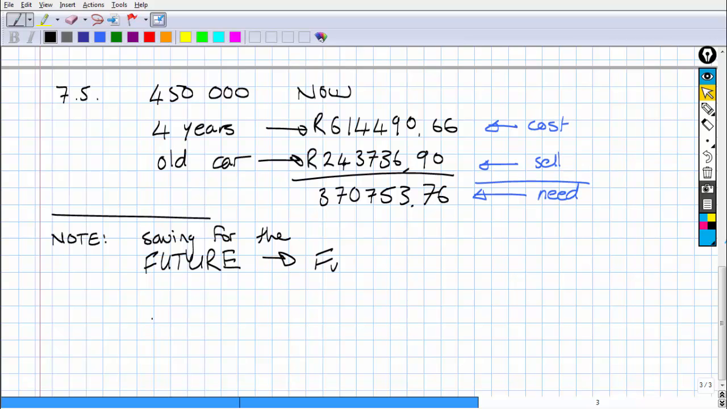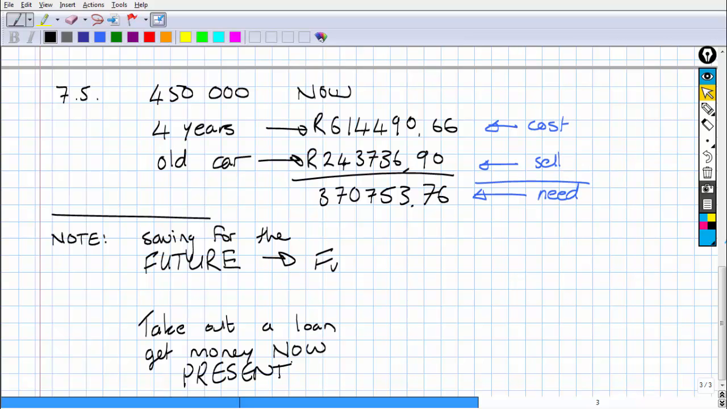If you are borrowing money, okay? So if you borrow money from a bank, so you take out a loan, and you get the money now. Now being in the present. You take money out now, so you can spend it now. It's in the present, so you must use present value. If you are taking out a loan to use the money now, it is the present value in the present.